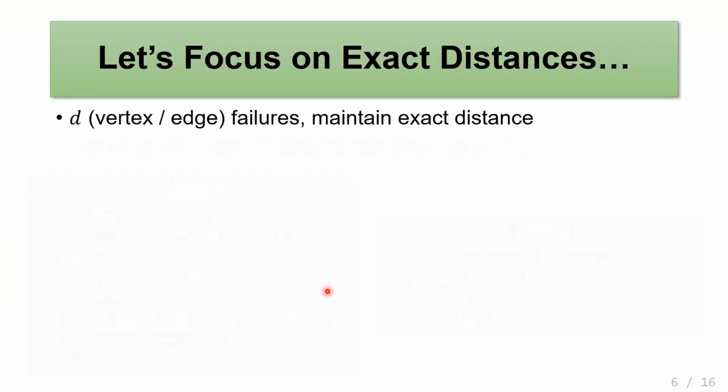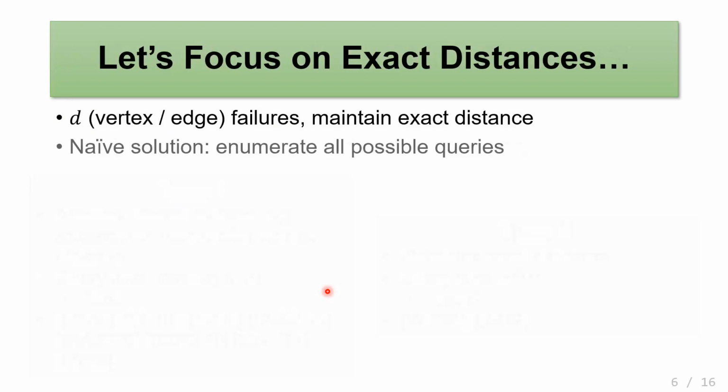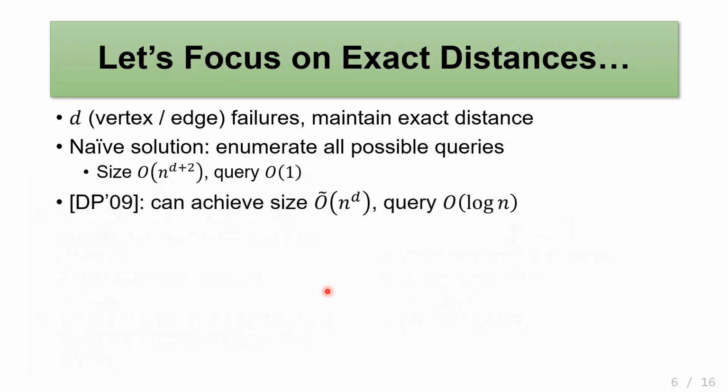So you are given d failures. You want to maintain the exact distance between two vertices. The naive solution is to just construct a lookup table. You enumerate all possible queries, and you build a lookup table for all possible queries. The size is O n to d plus 2, and query time is constant, because there are n to d plus 2 possible queries.